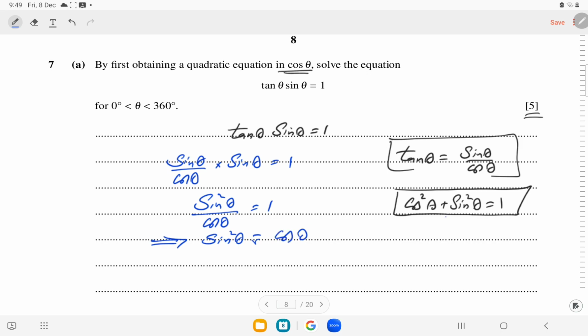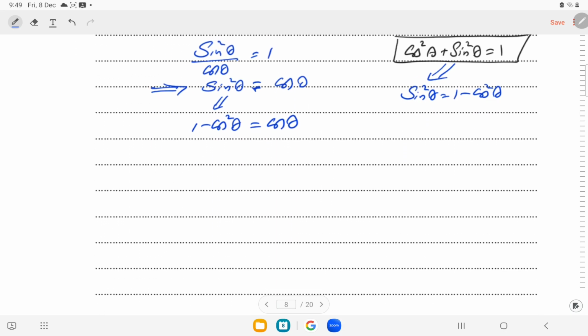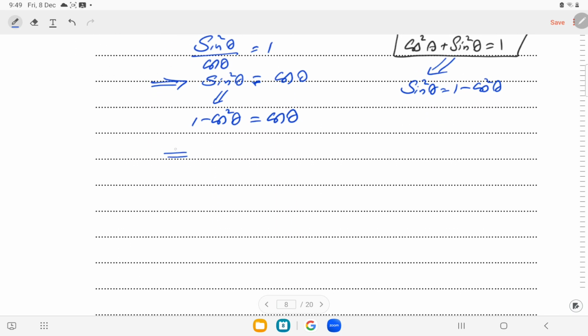And here from this identity we know that cos square theta plus sin square theta equals 1, so sin square theta equals 1 minus cos square theta. So I'm going to replace it here. It will be 1 minus cos square theta is equal to cos theta. Now bring it on the other side to make one side 0. So it's cos square theta plus cos theta minus 1.